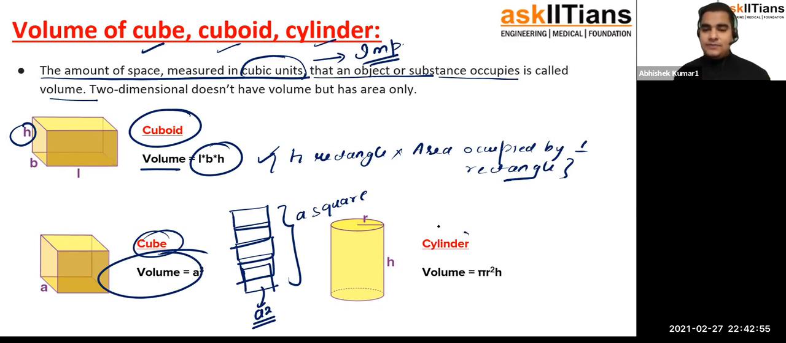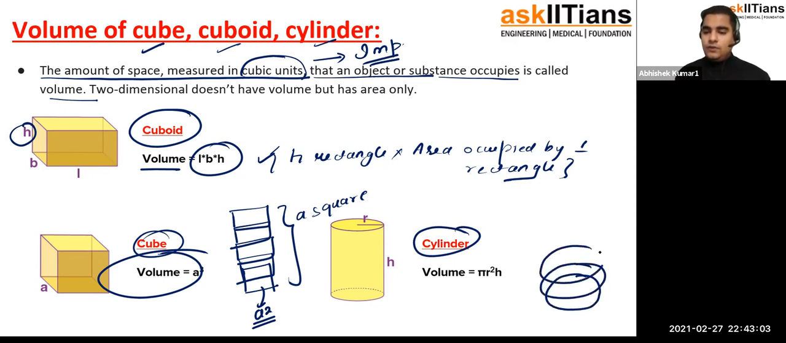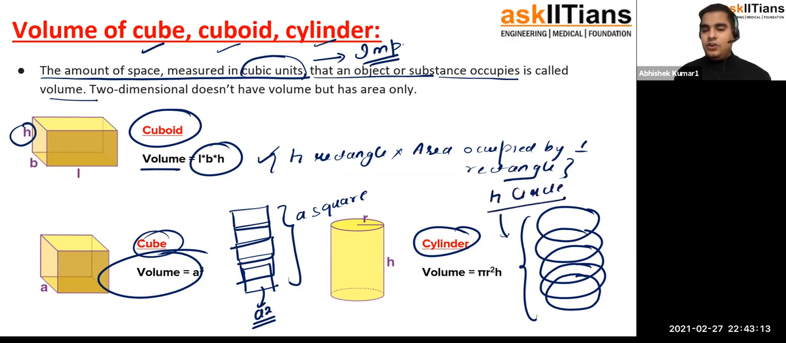The same concept is there for cylinder also. In cylinder, what are we doing? We are putting h number of circles over one another. Clear? So these are h circles you have. And if you talk about the area of one circle, the area of one circle is given by pi r square.